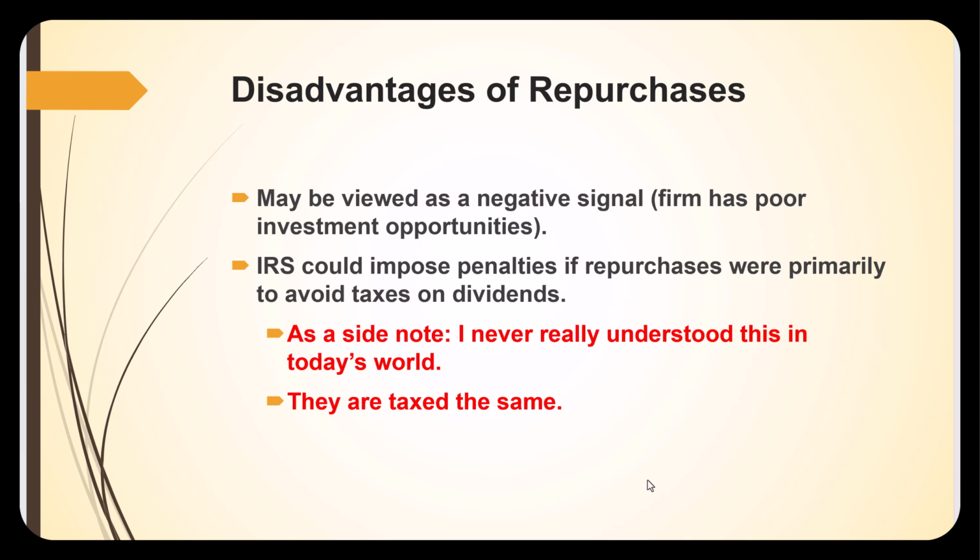And of course, they mentioned that the IRS could impose penalties if repurchases were primarily to avoid taxes on dividends. Well, again, I think this comes from several years back, around 2005, when dividends were taxed substantially more than capital gains. But now, in today's world, they're taxed the same. So I can't imagine why we would imply there's an advantage to not paying taxes when they're both taxed at the same rate.